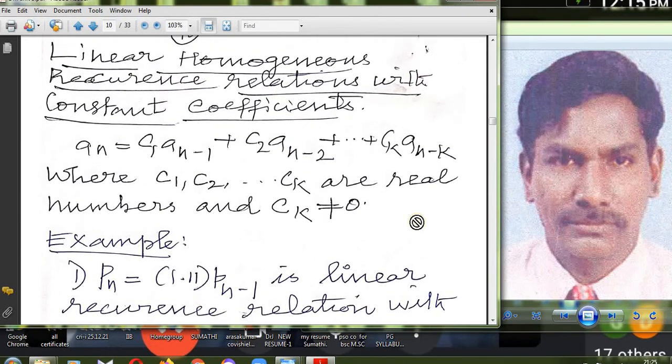Now look at the power of all these terms, n minus 1, n minus 2, n minus 3. The power is 1. Therefore we call it a linear homogeneous equation. Of course, this is a recurrence relation. We are adding that also with the constant coefficients C1, C2, C3, dot dot dot Ck. So this is the general form of linear homogeneous recurrence relations.